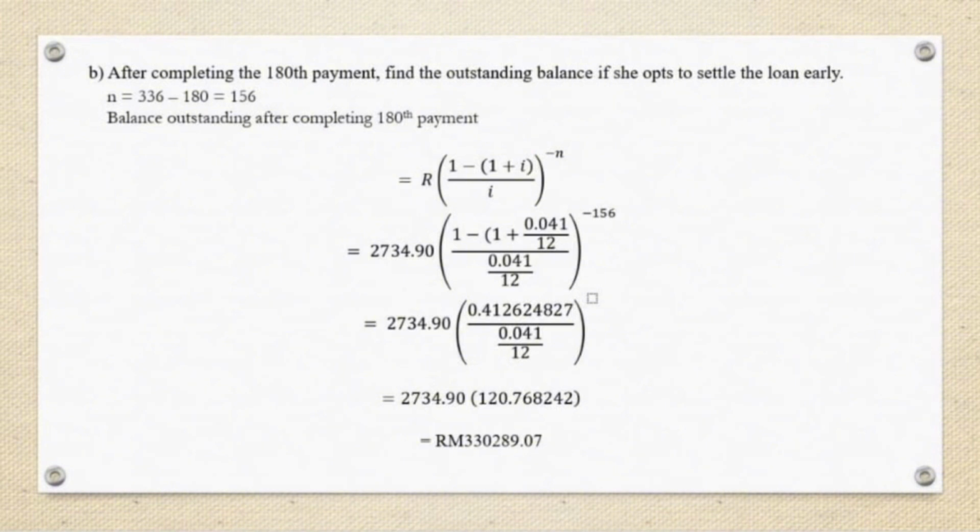2734.90 times with, now it is safer to press the above calculation first on the calculator before pressing all the calculations. This is to avoid getting the wrong answer, which equals to 2734.90 times with 120.768242. So the answer will be 330,289 ringgit 7 cents. That is the amount of the balance outstanding after completing the 180th payment.